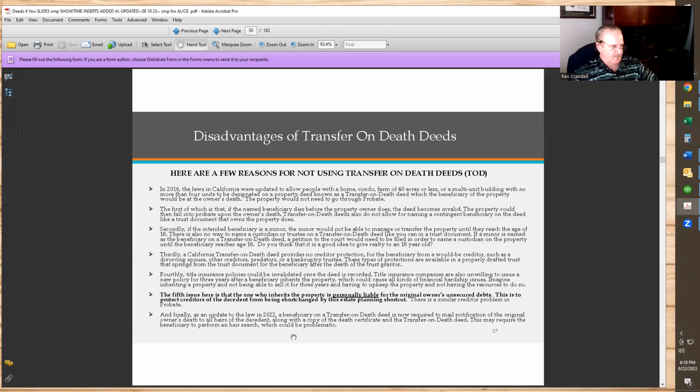And that extra notice is required in addition to a separate form that needs to be filed after a transfer on death deed to clear the original owner's name from the property. And it has quite a bit of detail in that disclosure form.